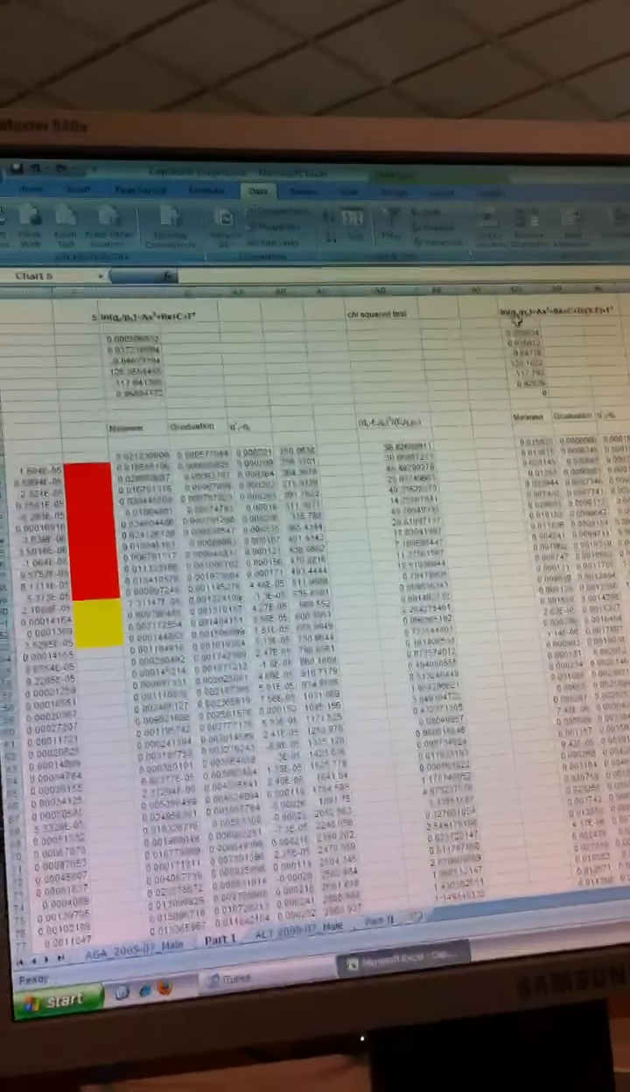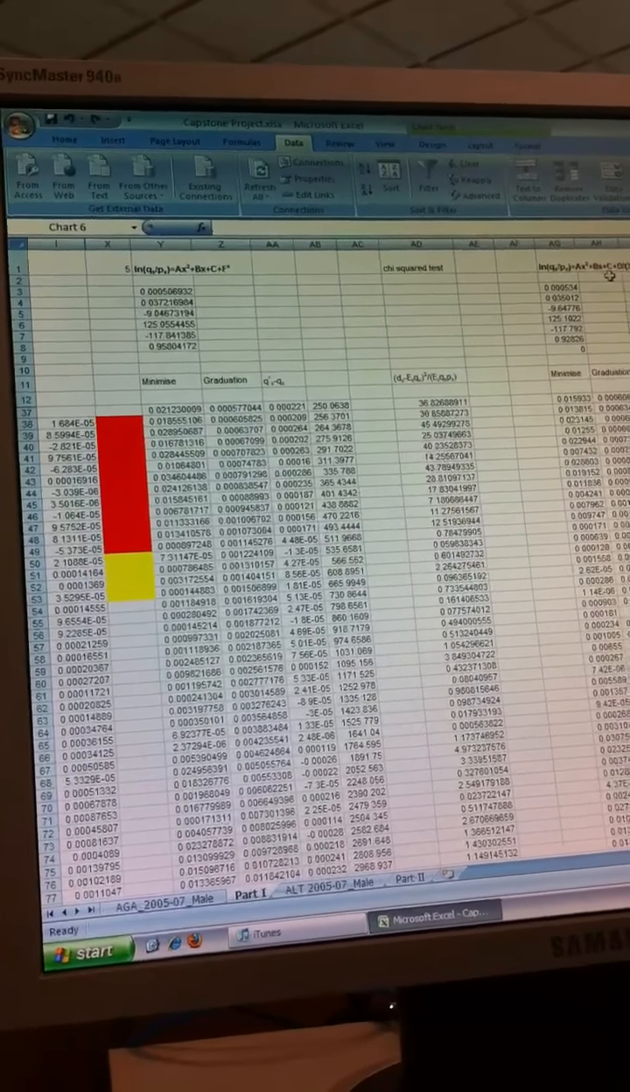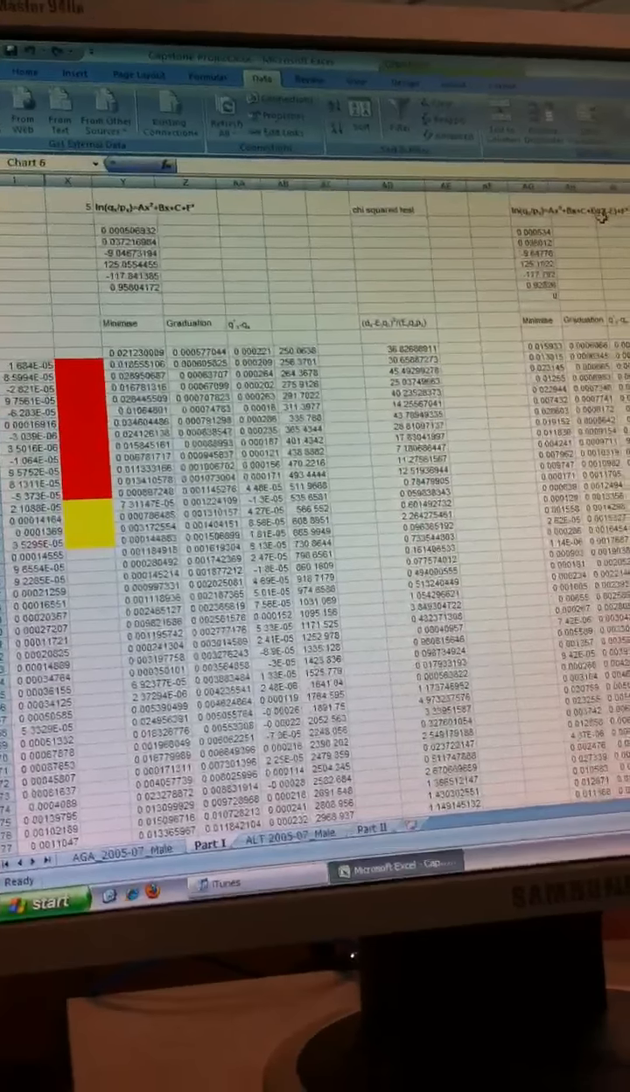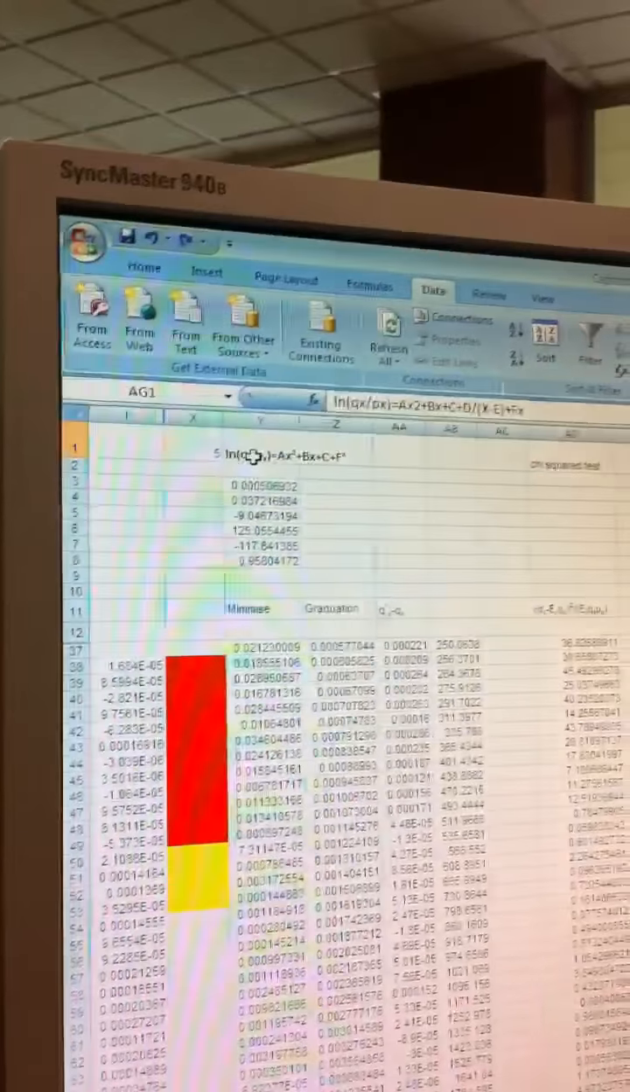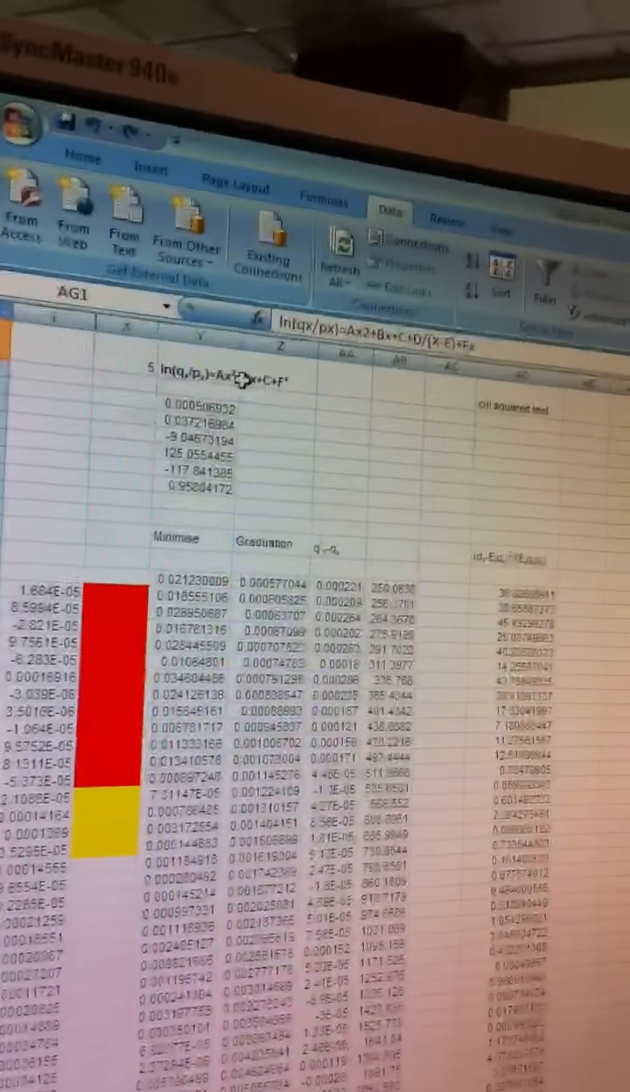I've got it here. Ln qx on px is equal to ax squared plus bx plus c plus d divided by x minus e plus f to the power of x. Where did you get the f to the power of x from? It was just Matt and I mucking around with it last night, and we happened to find that if we include f to the power of x, it actually fits even better.